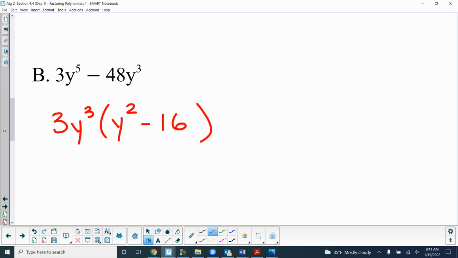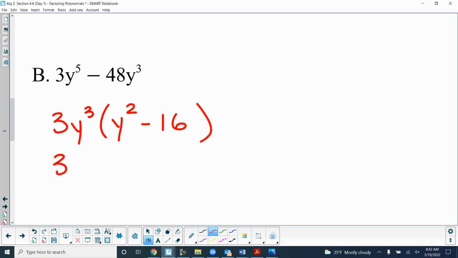Questions so far? Again, all we did was take out a GCF. Now, what's that y squared minus 16 called? It's a binomial, two terms. Are they both perfect squares? Yes. Is there a minus between them? Yes. So that's number 2 on our list, a difference of squares.